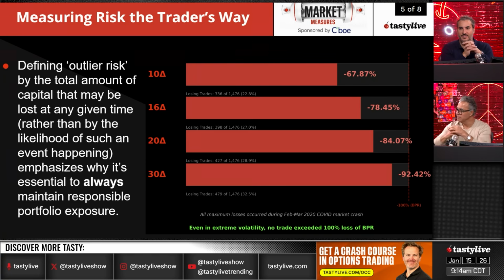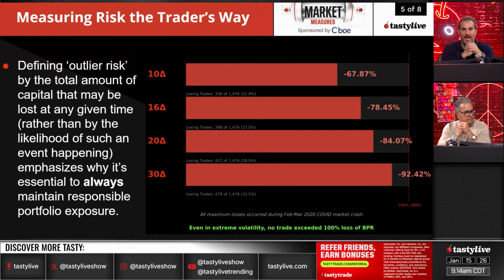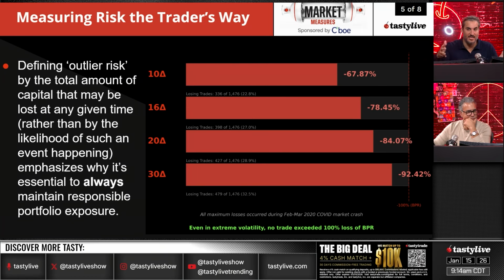So this is looking at outlier risk. Defining outlier risk by the total amount of capital that may be lost at any given time, rather than by the likelihood of such an event happening, emphasizes why it's essential to always maintain responsible portfolio exposure. So when you're looking at this chart, what it's telling you is that your buying power has represented the max loss. This is what percentage of that buying power was realized across these different deltas.